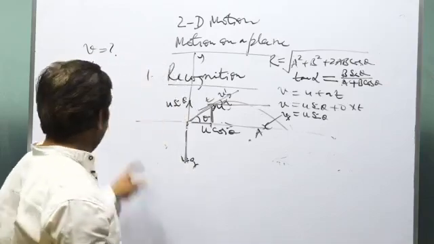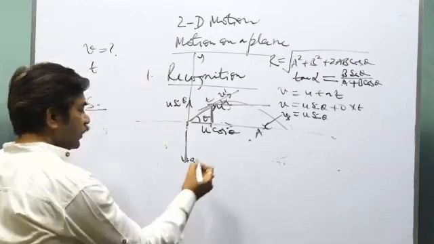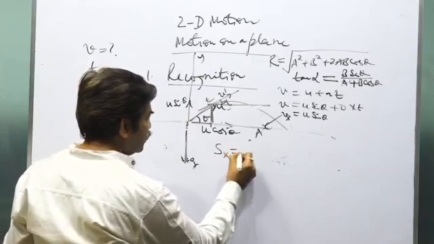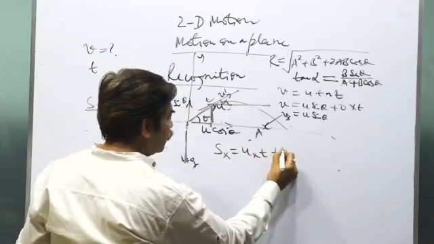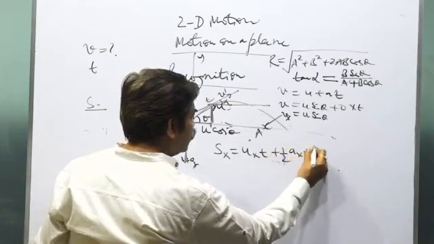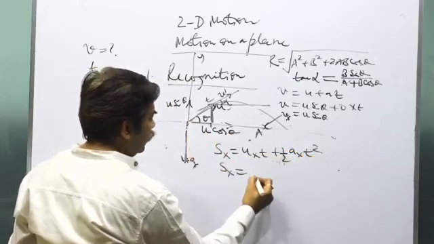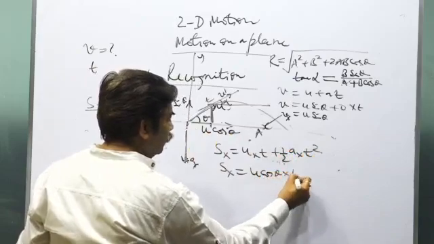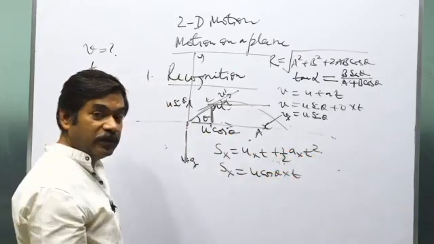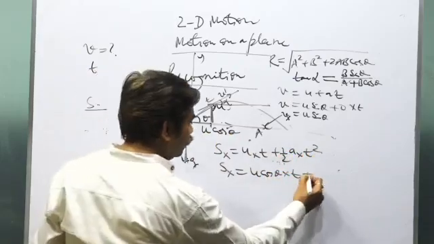So here, we want the displacement after time t. For the x direction, we can write sx is equal to ux into t plus half ax into t square. Now see sx here, ux is what? U sine theta into what? T, because you have to calculate after time t, and ax is what? 0, so this becomes 0.